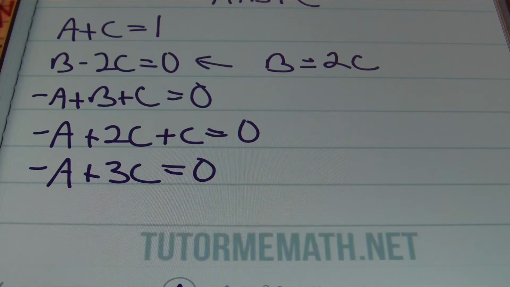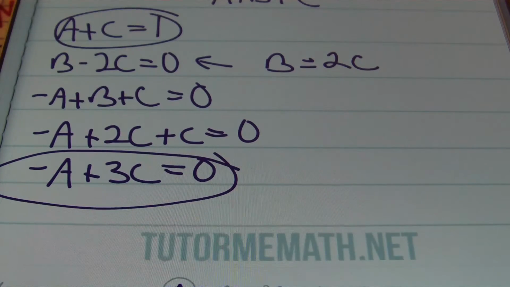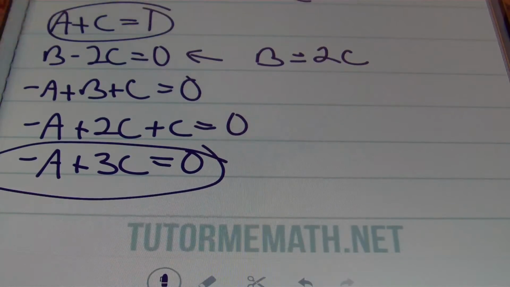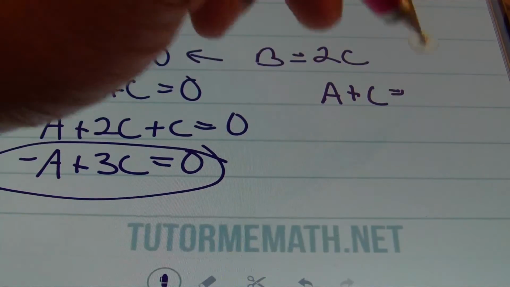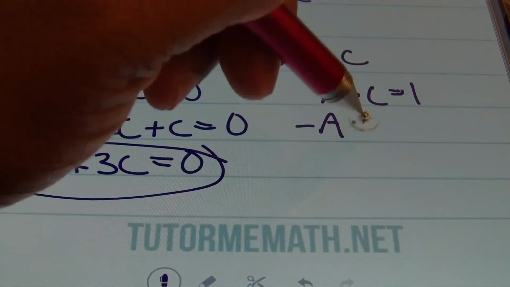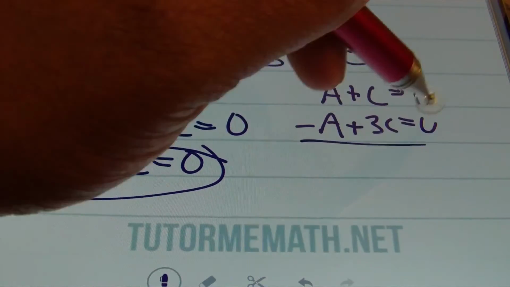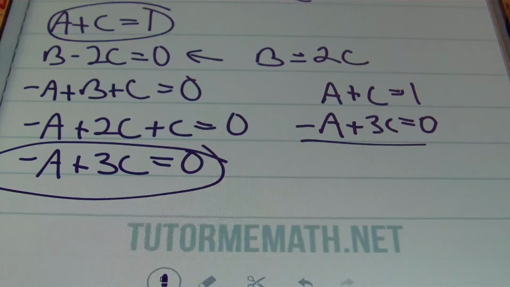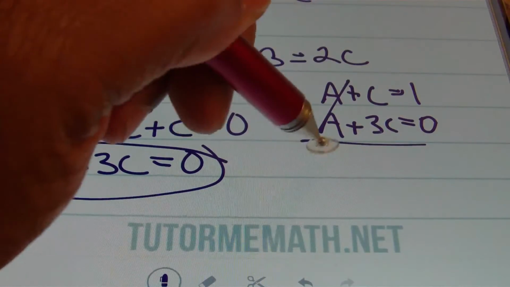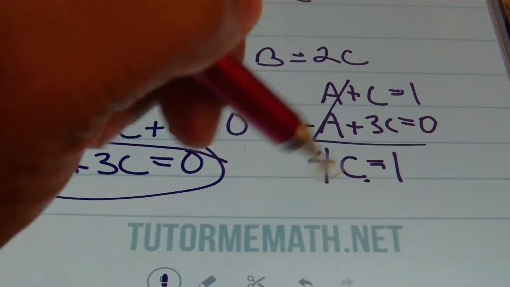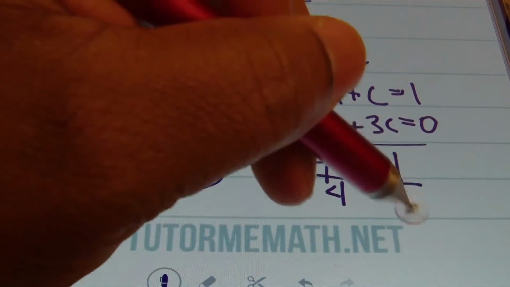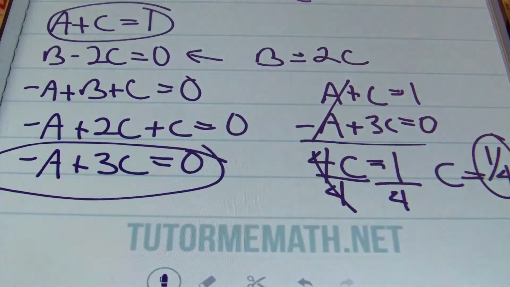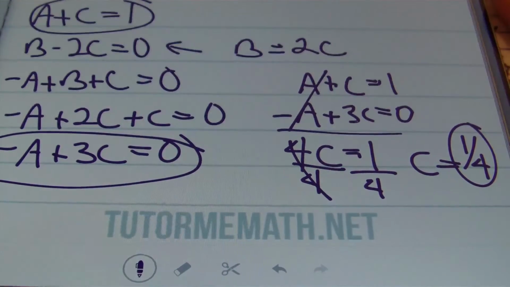All right. Now, knowing that a plus c equals 1 and negative a plus 3c equals 0, I'm going to combine these two equations, and that gives me a plus c equals 1 and negative a plus 3c equals 0. All right. So notice that the a's will cancel out, right? So that gives me 4c equals 1, and then if I divide both sides by 4, you'll end up with c equaling 1/4. Okay? So I now know that my c value equals 1/4.